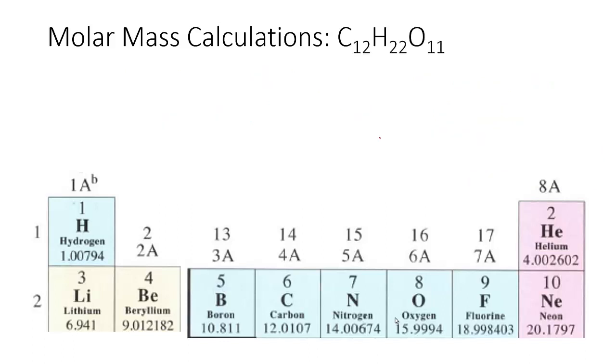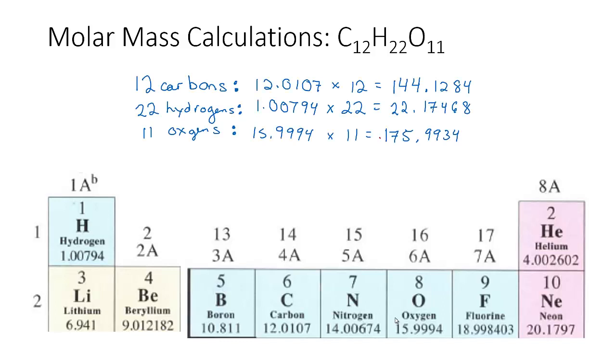Alright, now try this last one here. This one may look harder because there's more atoms, but it's the exact same problem type. You still ask your question, how many carbons do I have, how many hydrogens, and how many oxygens? Then for carbon, you take the molar mass of carbon, which is 12.017, times 12 atoms, gives you 144.